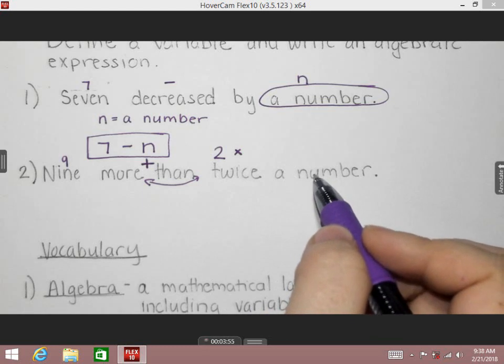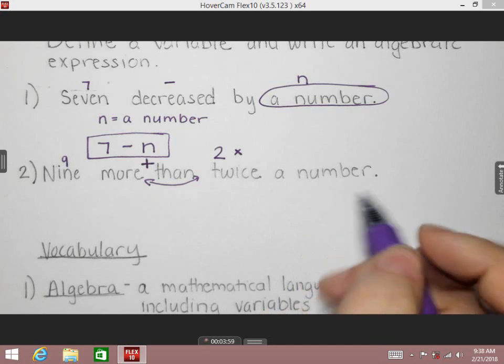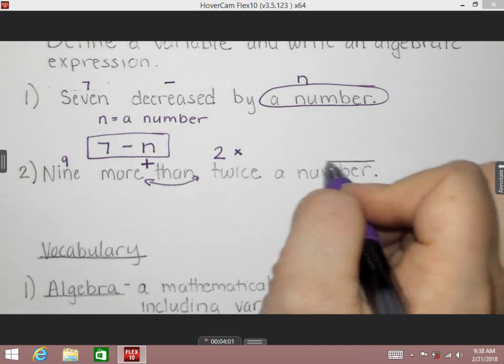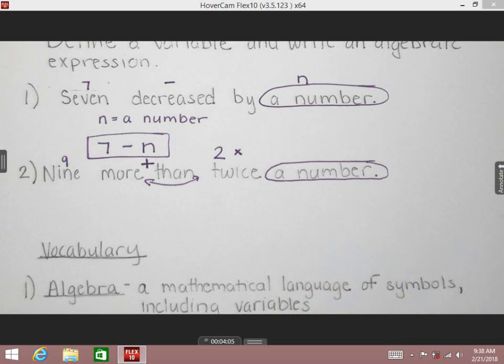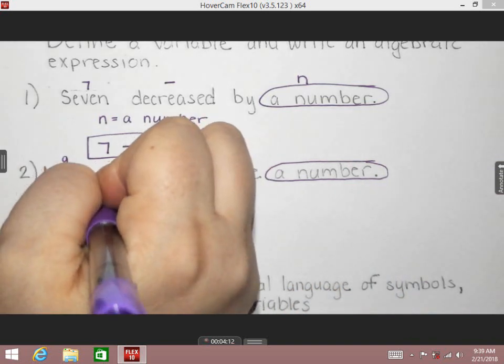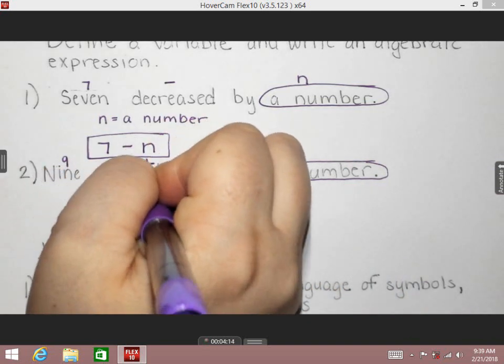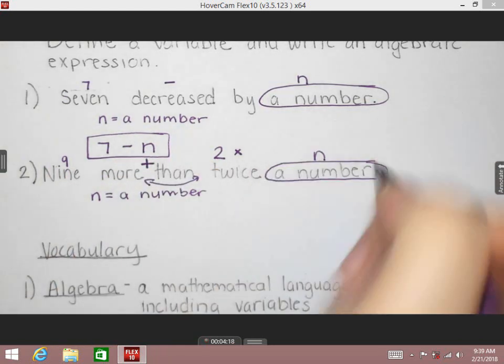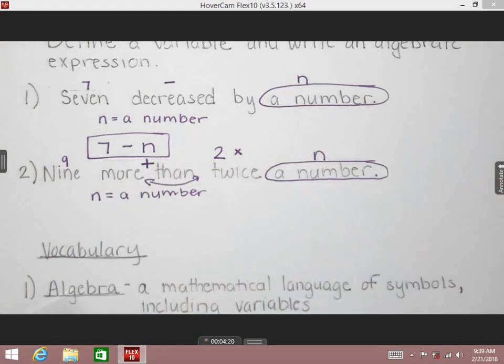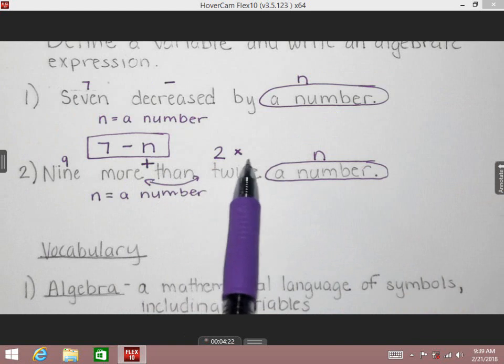So what do we use in this case? Chloe? No. An n. We use a variable. Guys, if you wanted to use x, you could use x. X and n are the most popular when we're just talking about a generic number. All right, so we'll use n equals a number. And I'm going to put an n above that. All right, so now this says 9 plus 2 times n.